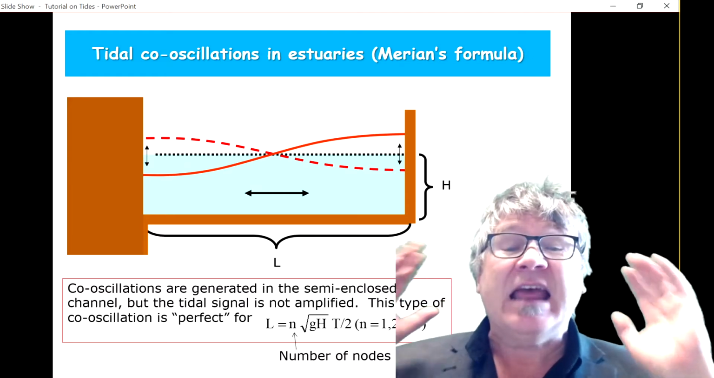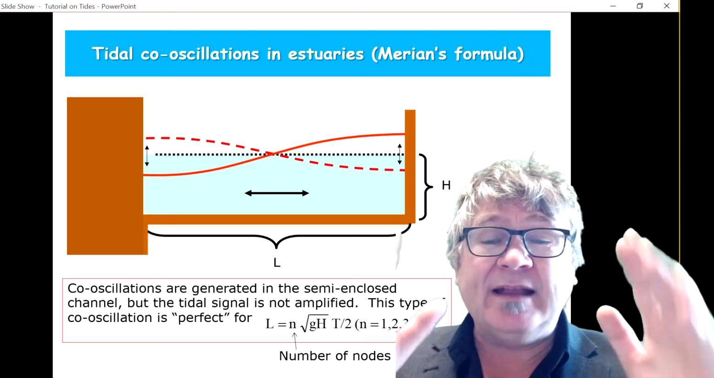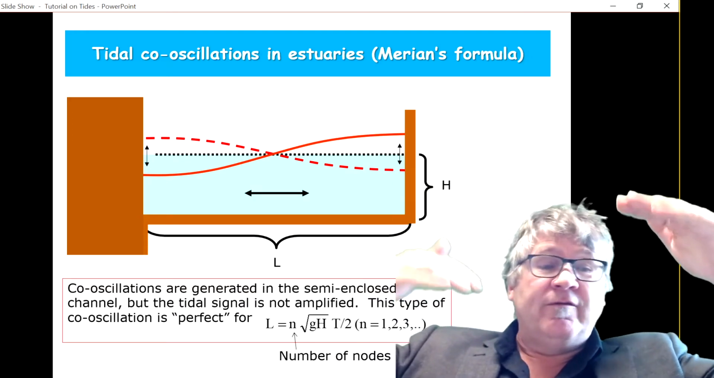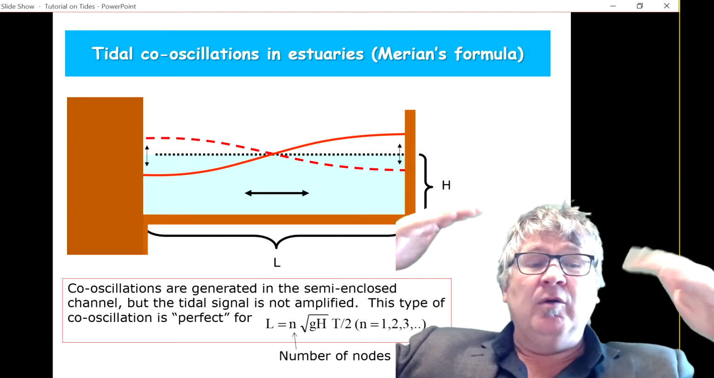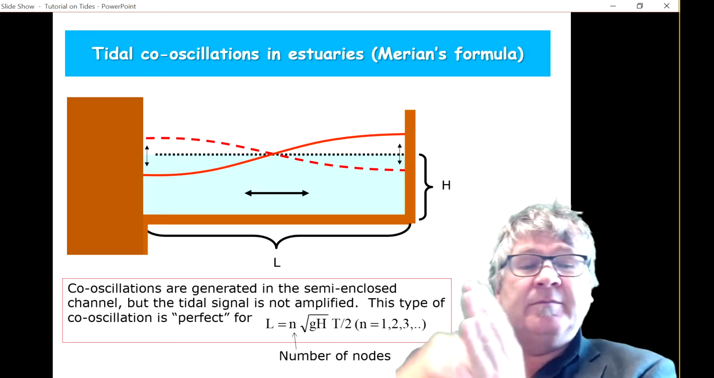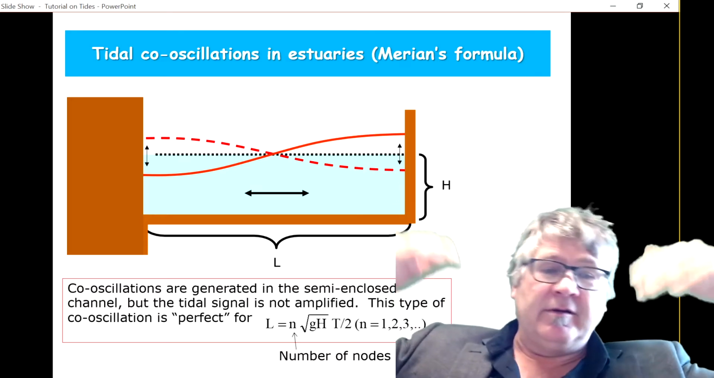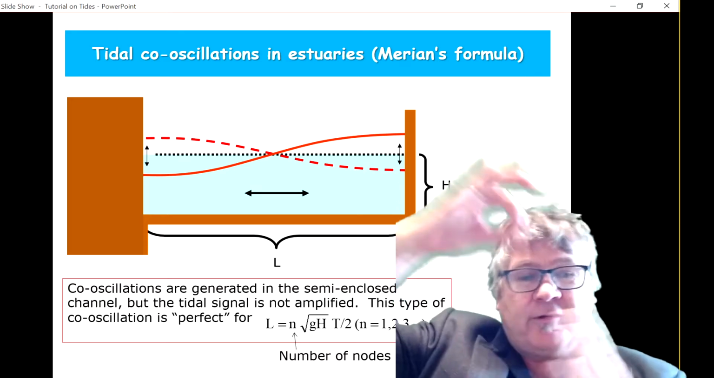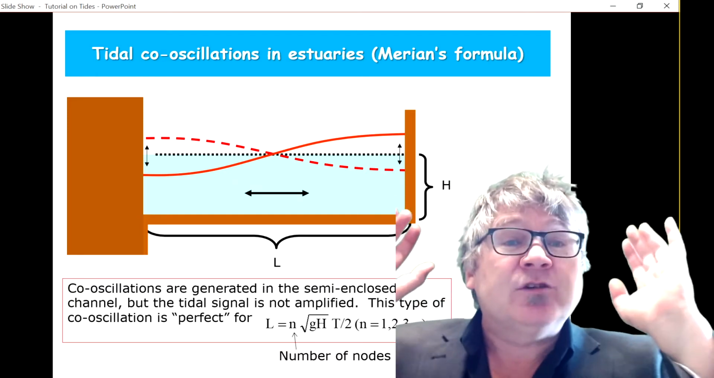So now there is a natural oscillation in this basin in which only the ends move up and down. When one is up, the other one is down. And you only have horizontal movement in the middle, and there's a node in the middle. It looks like this, on both sides up and down. This is called a seiche.